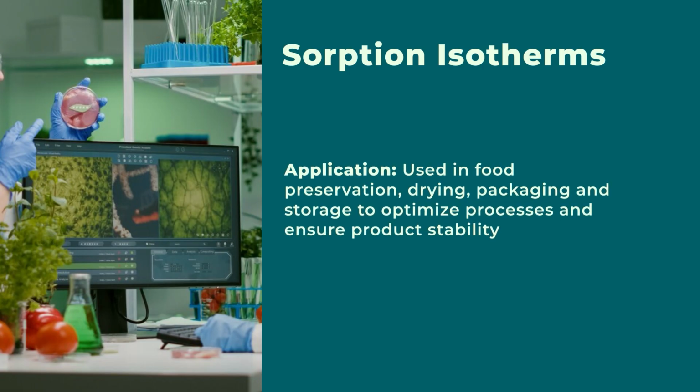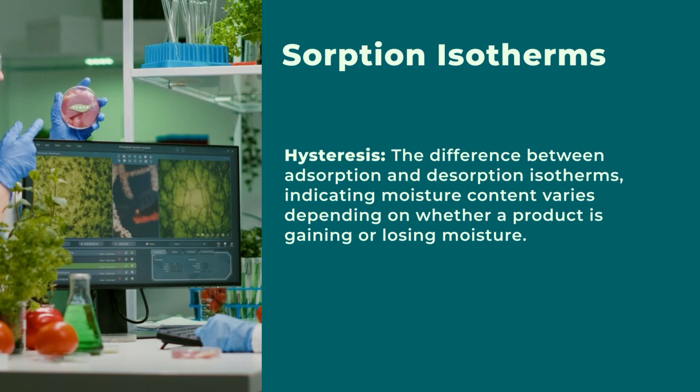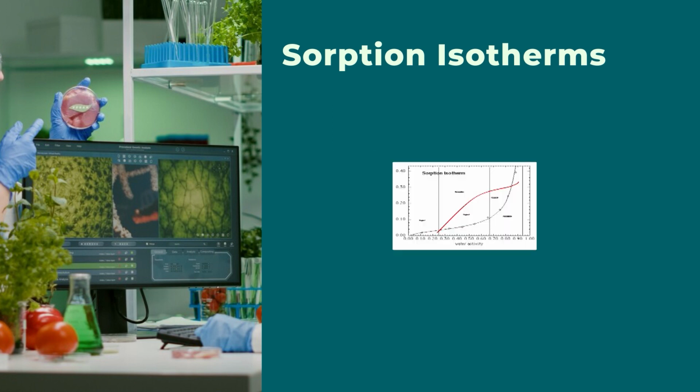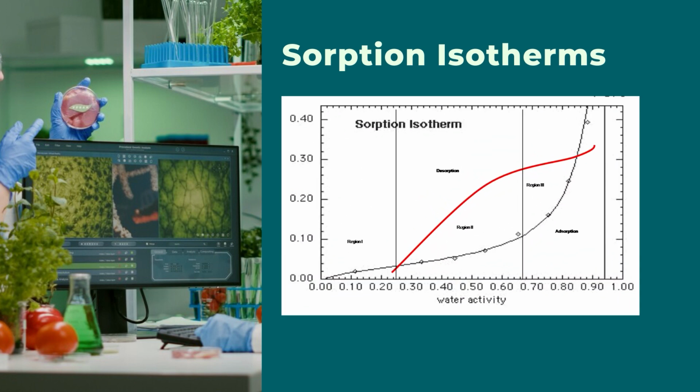The purpose is that it helps in preservation, drying, packaging and storage, for optimization of processes and to ensure product stability. There is another term, hysteresis, that is the difference between the adsorption and desorption isotherm, which we will show you in the next slide. So, this is a typical sorption isotherm.